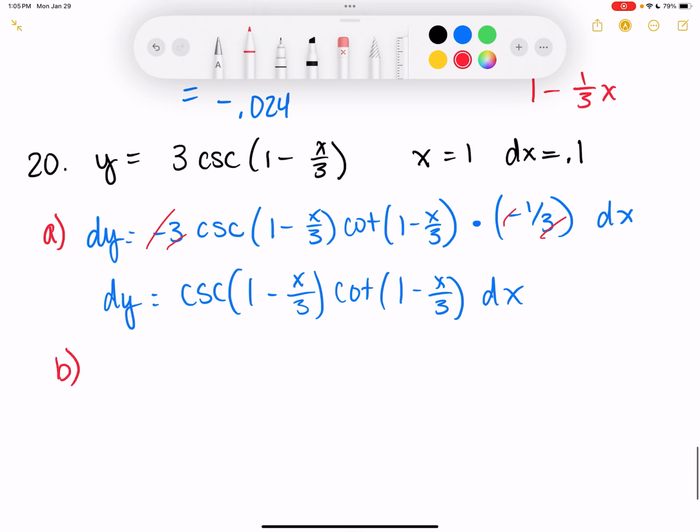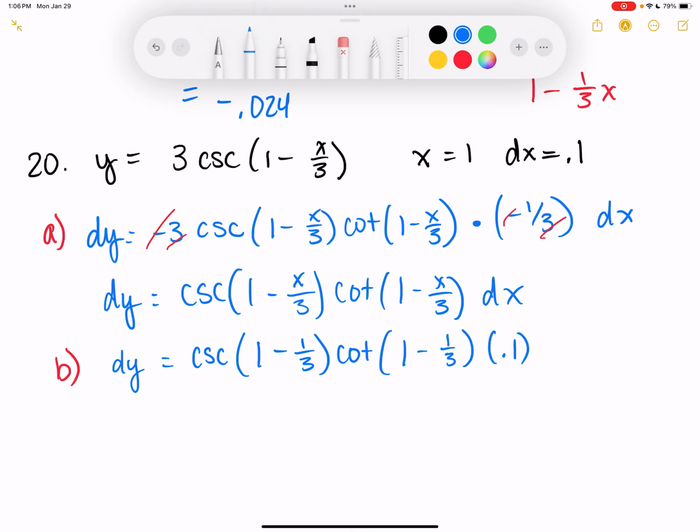Now I need part B. We're going to plug it in. So dy equals the cosecant of 1 minus 1/3, cotangent of 1 minus 1/3, times 0.1. And make sure you're in radian mode. Always I am.